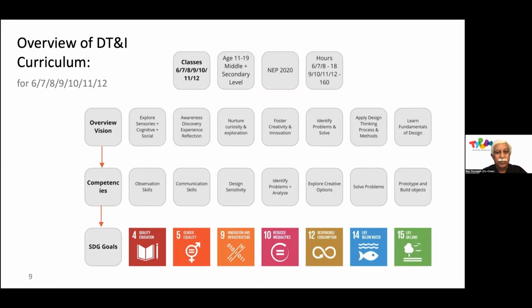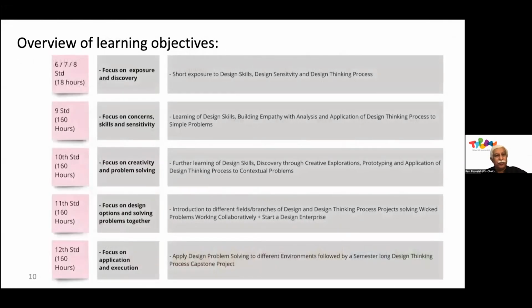So we've set the overall vision, then laid down the competencies and mapped them with some of the SDG goals. For example, competencies could be observation skills, developing their communication skills, being sensitive to design and the environment. They should be able to identify problems and analyze them. They should be able to explore creative options and then solve these problems and maybe prototype and build objects. So if you look at roughly from class 6 to class 12, it grows in complexity.